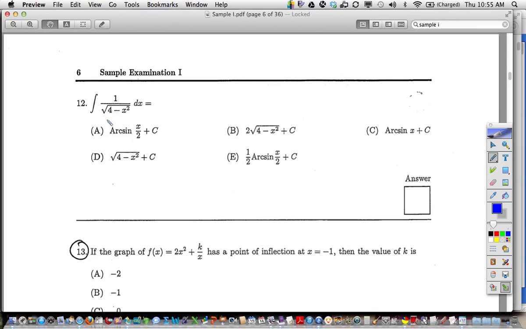As far as difficulty, what's going on there? It's got this 4 there. Otherwise, it looks like an arc sine. Now, this is a multiple choice, so how could you check? I mean, what would be an option?